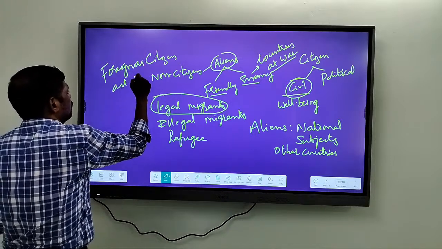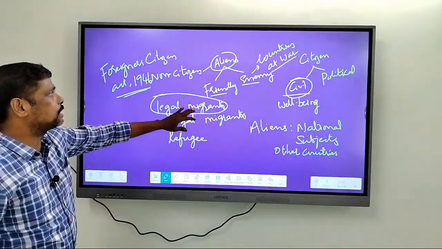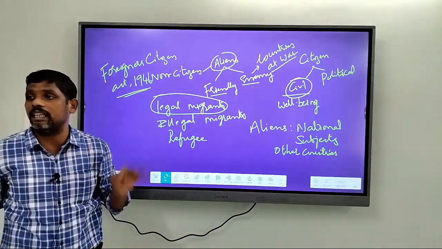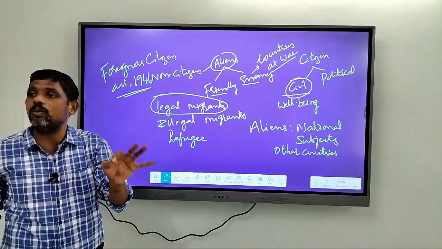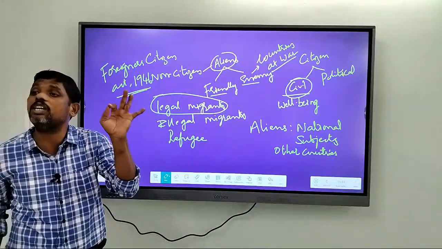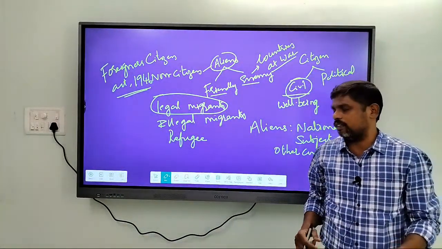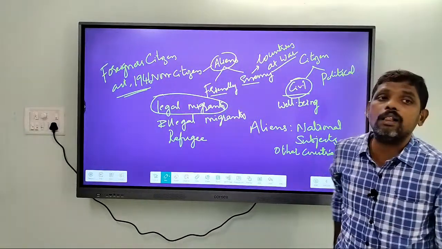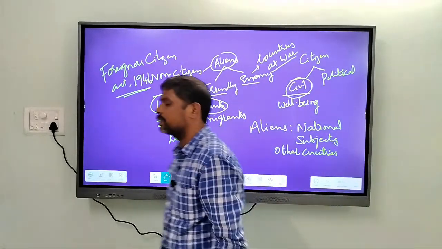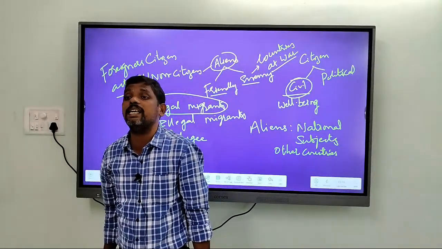According to the Foreigners Act of 1946, alright, these legal migrants are called foreigners. So it is this act which has defined foreigners. Who is a foreigner? The one who enters India, domiciles in India, resides in India with all the legal documents, alright. The one who possesses all the legal documents is called a legal migrant, because they have legal validity to stay in India.